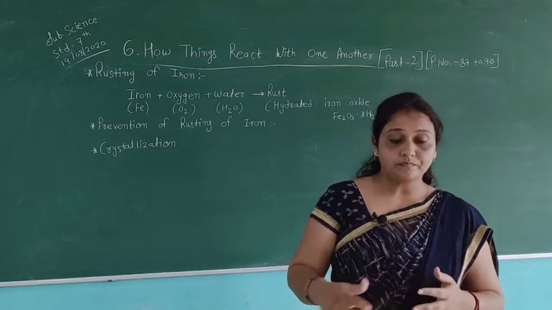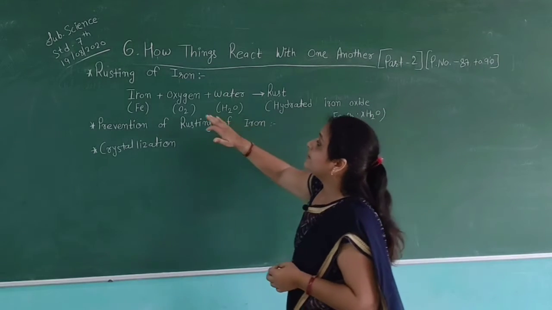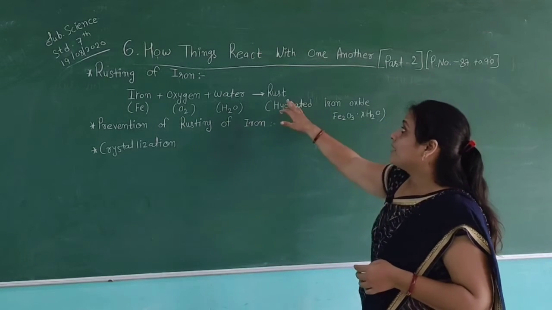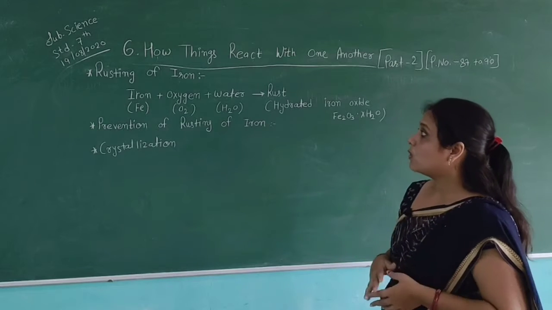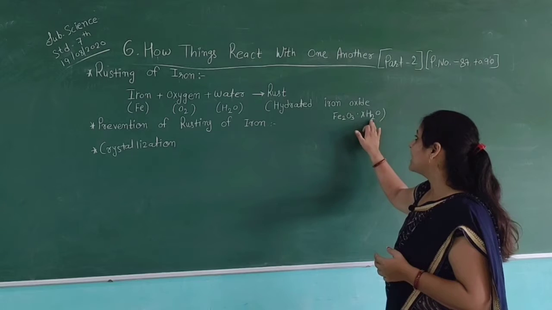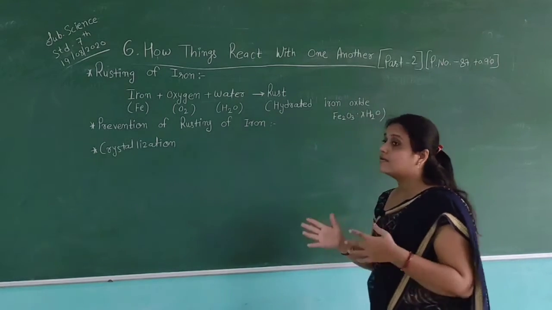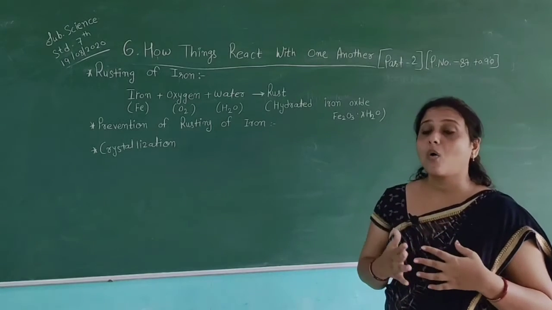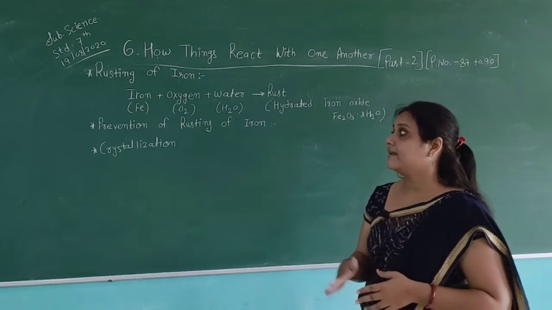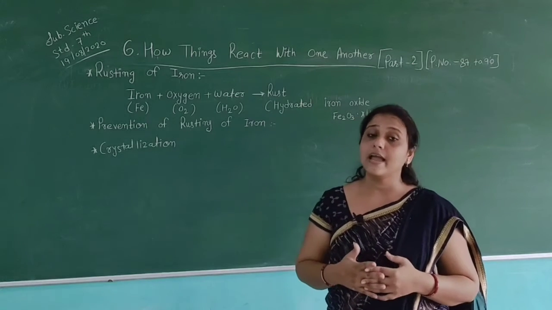Then you can see here the process of rusting of iron. Here we have iron plus oxygen plus water. When it rusts, we get hydrated iron oxide, Fe2O3.xH2O. Iron gets the rust, then it will be damaged. We face difficulties from there because after rusting, iron cannot withstand the moisture, oxygen and water.